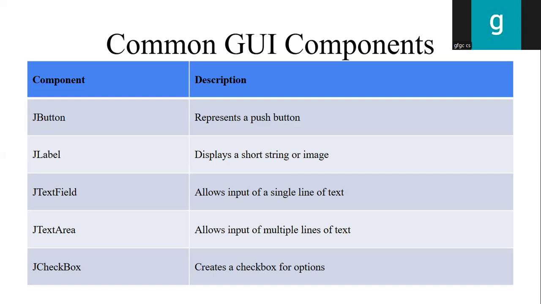Button is nothing but a push button. Labels display a short string or images. Text fields allow input of a single line of text. Text area allows input of multiple lines of text. Checkboxes allow you to create checkboxes for options.